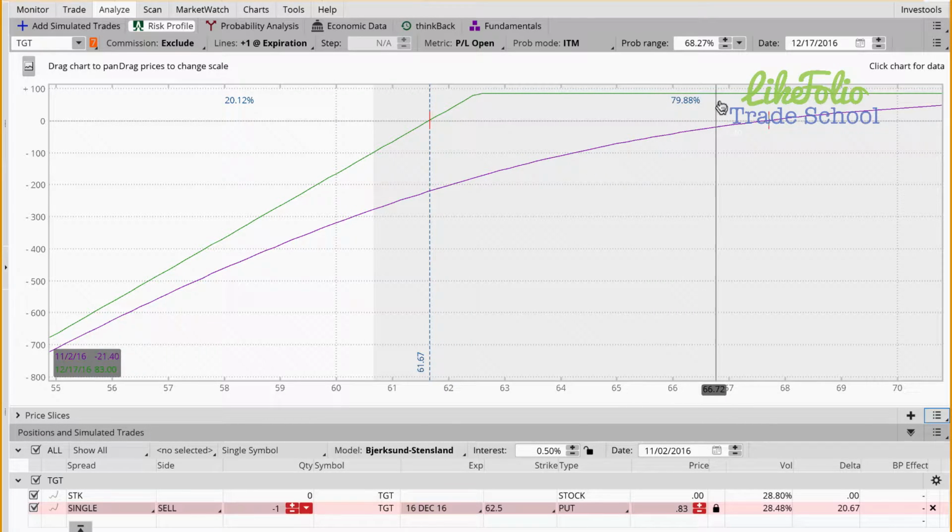Up here is our probability of success on the trade. So we have about an 80% probability of profiting on this trade. And here's our probability of losing on the trade. So we have about a 20% probability of losing on the trade.